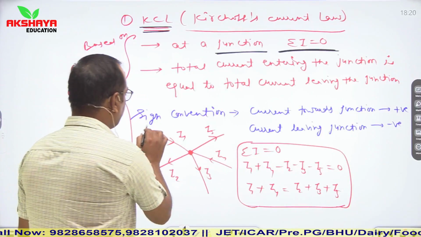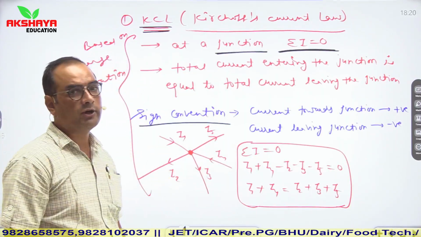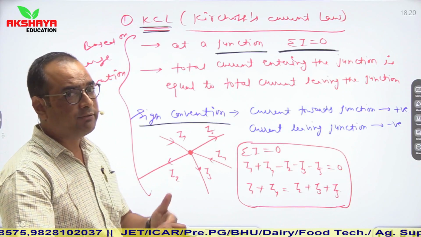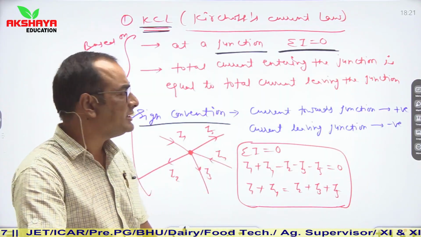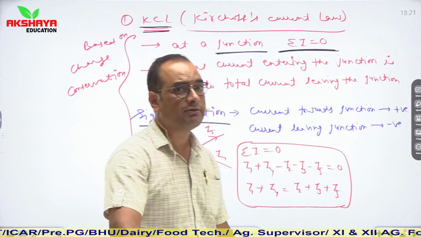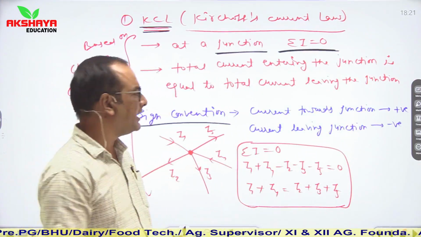If we talk about sign convention for KCL, then the sign convention is very clear. Current which enters toward the junction is taken as positive and current which leaves the junction is taken as negative.